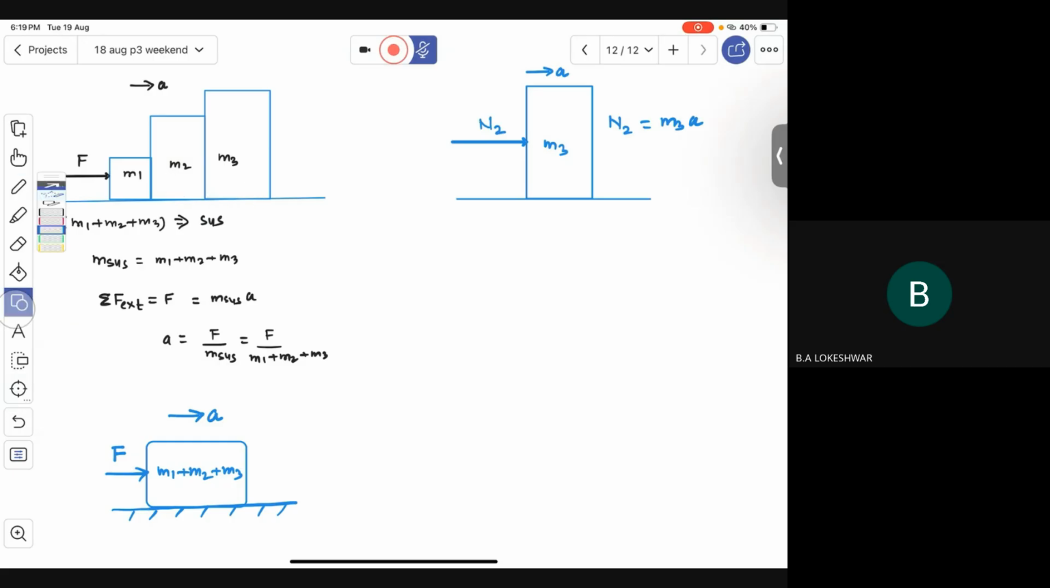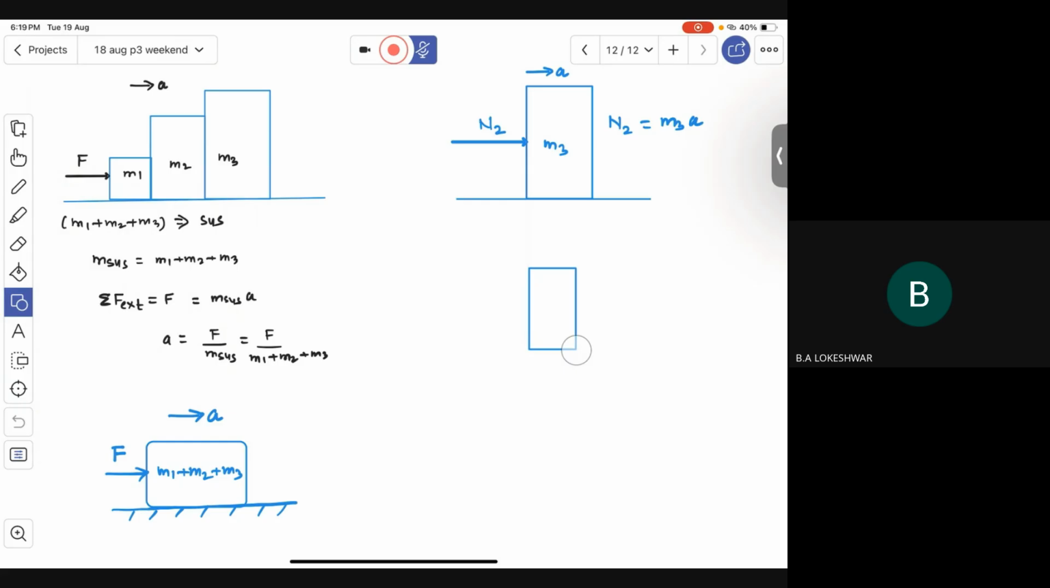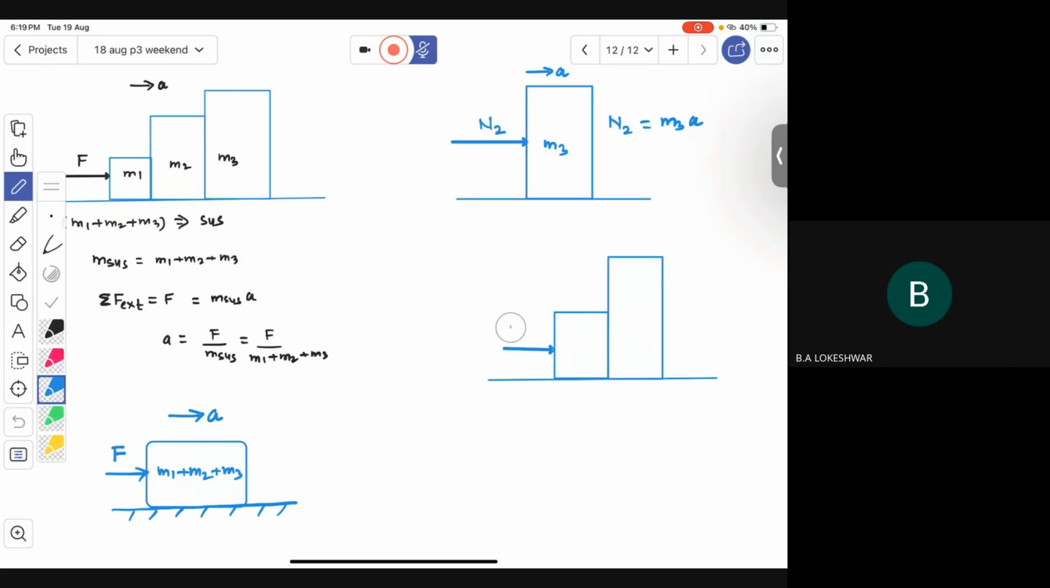Next, suppose the job is to figure out the normal contact force between M1 and M2. So intentionally, I will consider M2 and M3 as a system. Why? If you don't do that, it's totally fine, but if you do, it's a little bit faster. Tell me why I am taking M2 and M3 as one system: because finding the force acting on M2 applied by M1, which is N1, will be a lot easier.